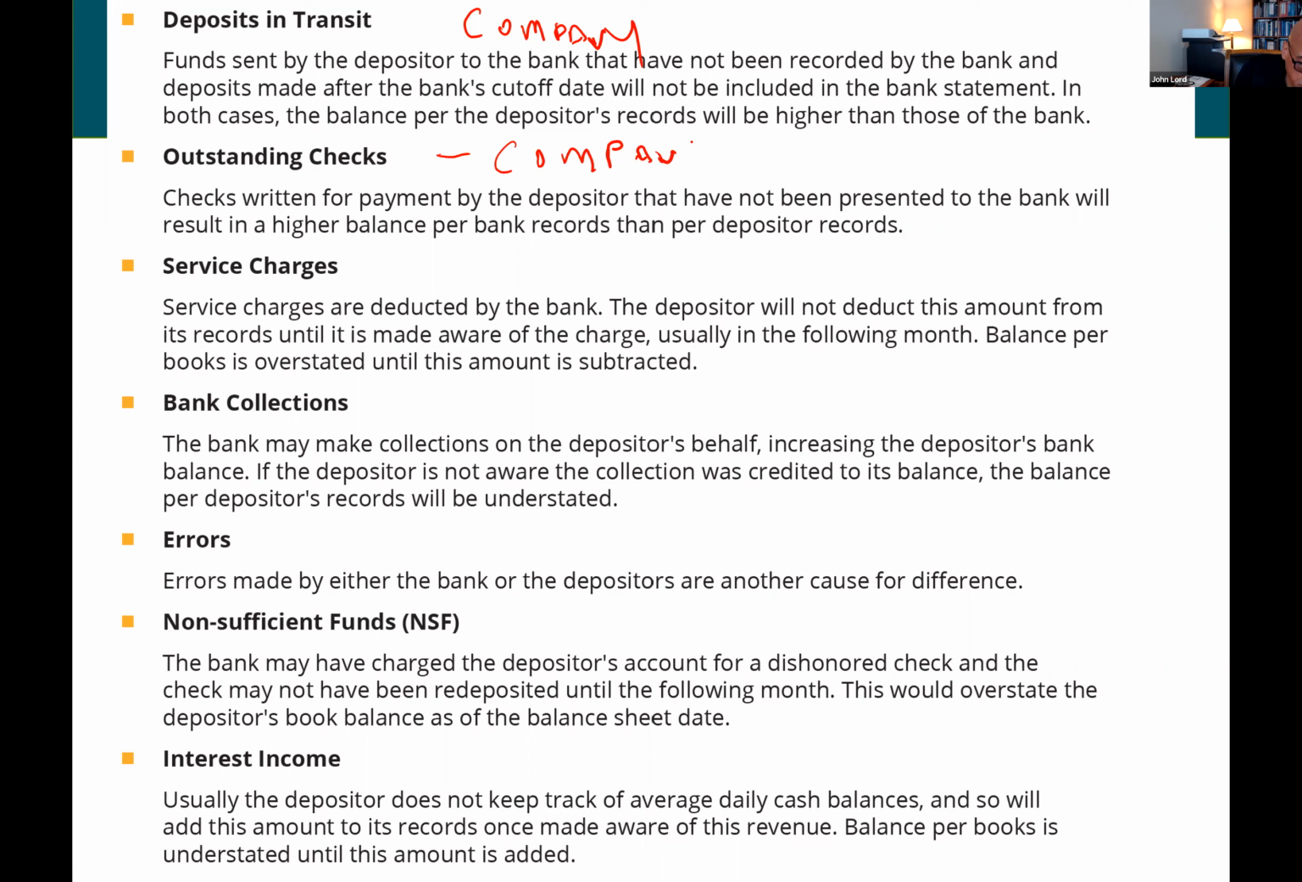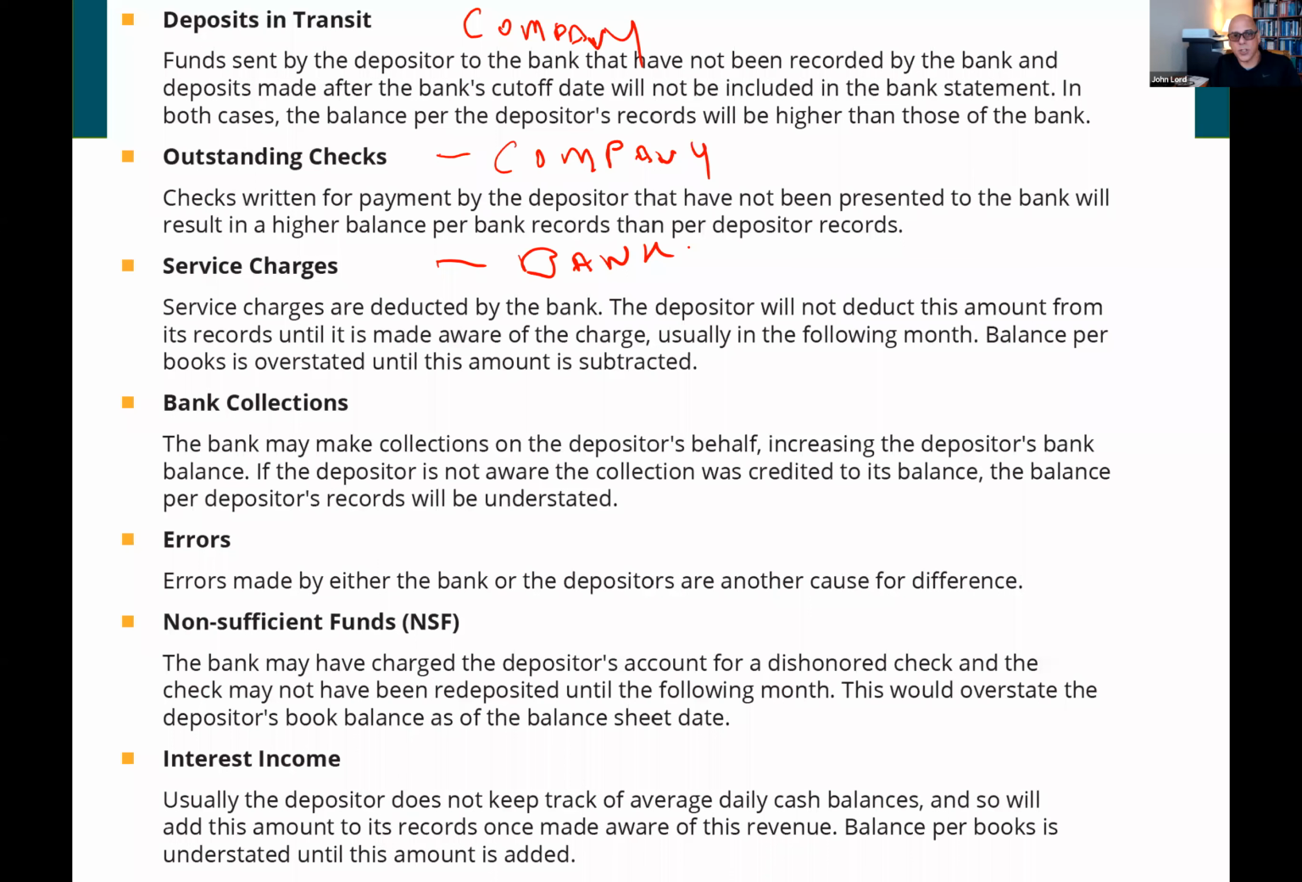Service charge is something that the bank knows about, and the bank is putting that on the statement. I probably won't fully know about that bank charge until I take a look at the statement. I see, oh, the annoying bank charge. Yeah, they charged me $2.50 to service this account, whatever it is, $2.50.